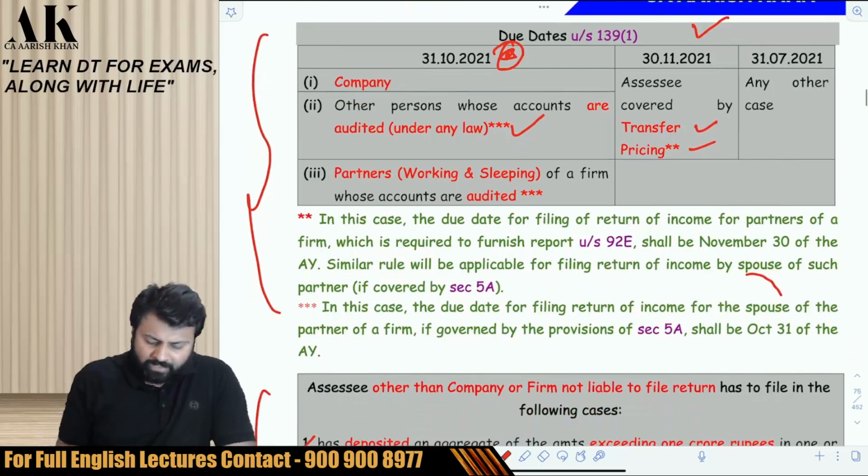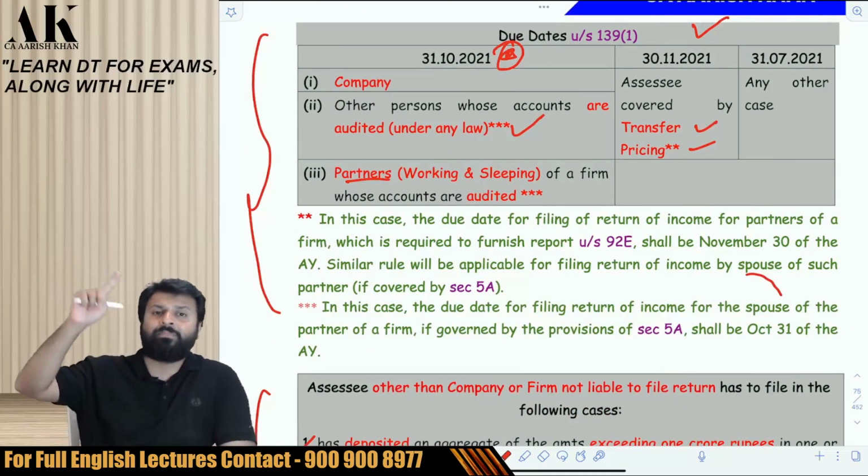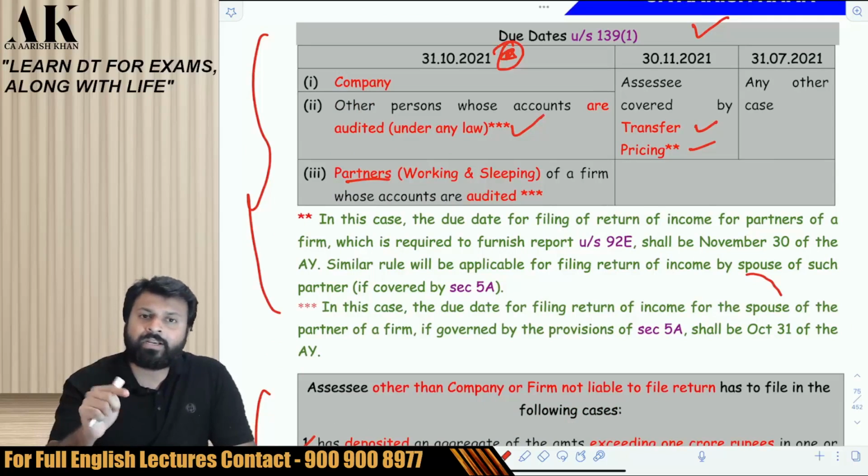Okay. Then a partner will also be liable to file the return on 31st October if the firm is liable to be audited. If the firm is getting audited, then the firm will file the return on 31st October, and even the partner will file the return on what? The partner will also file the return on 31st October. This is what this provision has to say.